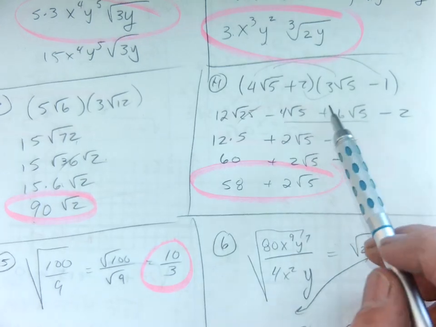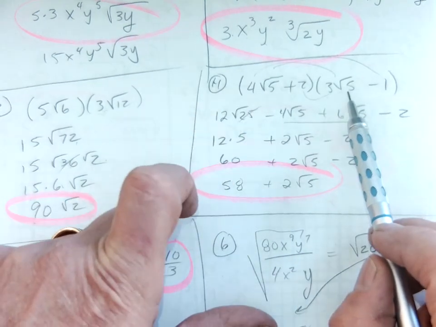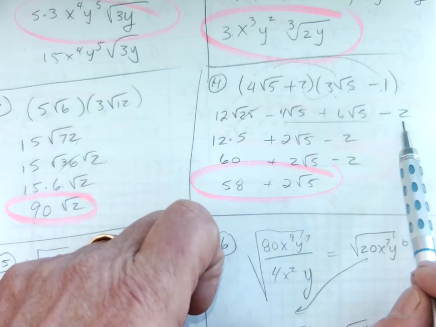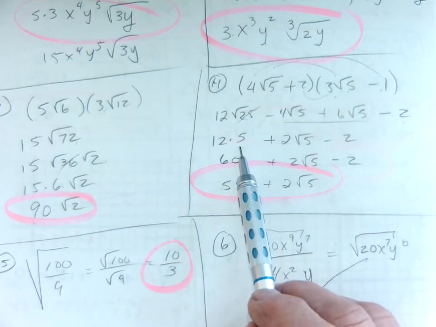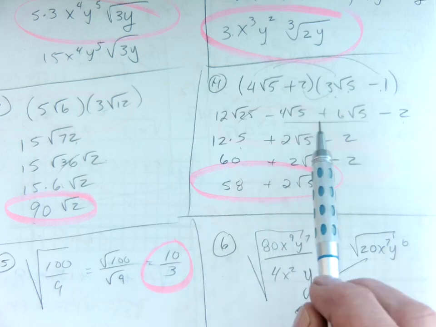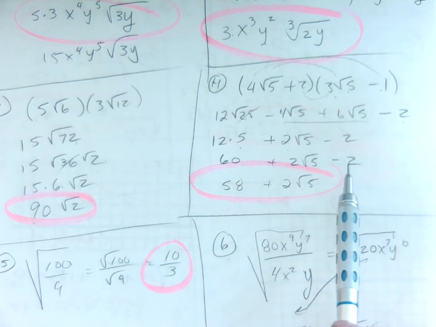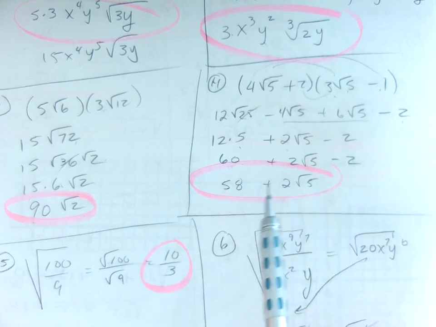Number 4, I foiled: 12 square root of 25, minus 4 square root of 5, plus 6 square root of 5, minus 2. Square root of 25 is 5. 12 times 5 is 60. I combined these two and made it 2 square root of 5 minus 2. And then finally I combined the whole numbers, 60 minus 2, to give me 58 plus 2 square root of 5. Okay?